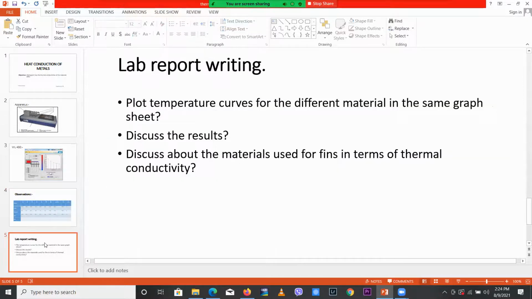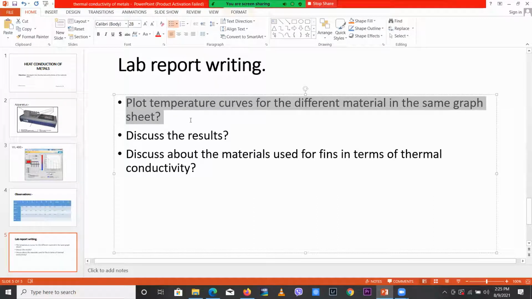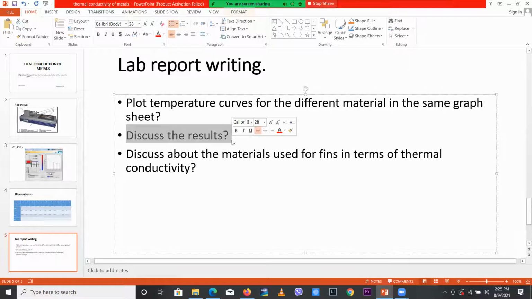Then for your lab report writing, plot the temperature for the different metals in the same sheet. Discuss the results. You have to discuss how the temperature curve changes and why it is changing like that, because those have different thermal conductivity, or different thermal resistance. Therefore, it changes like that.